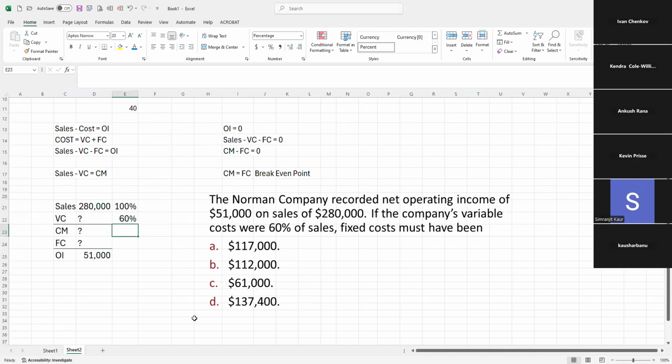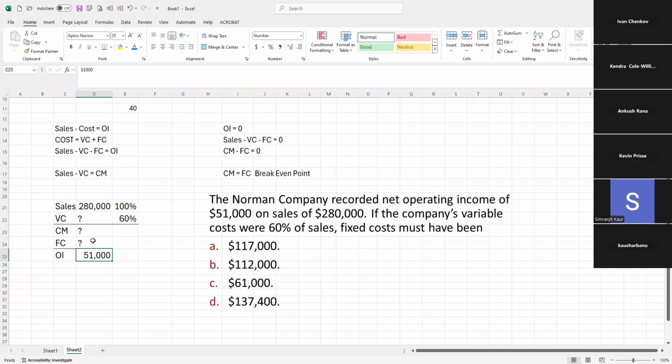There are two ways here. One direction is, once you know this is 60%, get the variable cost. Once you get the variable cost, get the contribution margin. Once you get the contribution margin, you can get the fixed cost. The other direction is to get the contribution margin ratio, find out how much the contribution margin is. This one times the ratio is going to give you the contribution margin. Once you have the contribution margin, make sure you're generating $51,000, and that's it.